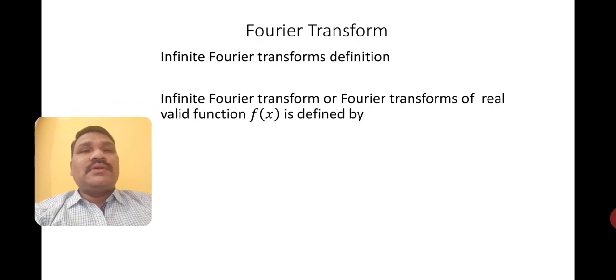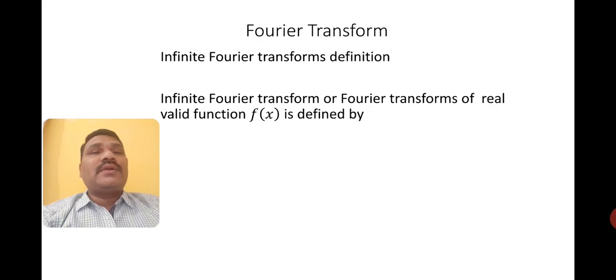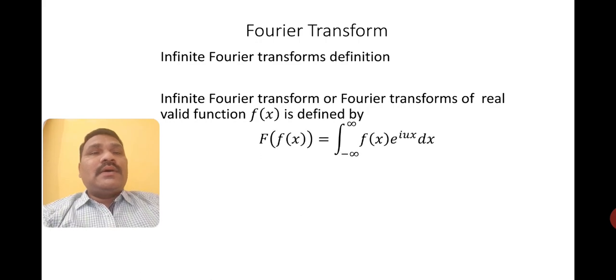Now you can see what it is. I have to go for the infinite Fourier transform definition. Infinite Fourier transform or Fourier transform. Here you don't get confused by seeing two names. One name is infinite Fourier transform, another name is just Fourier transform, of a real valued function f of x, defined by: f of x is a real valued function.